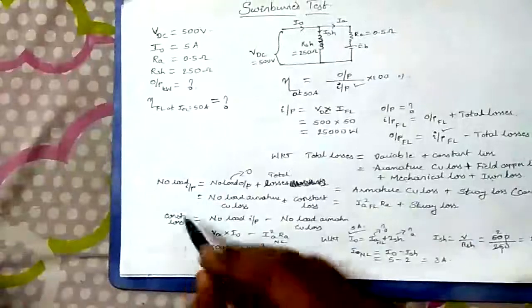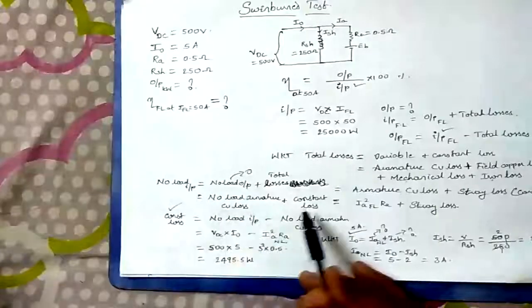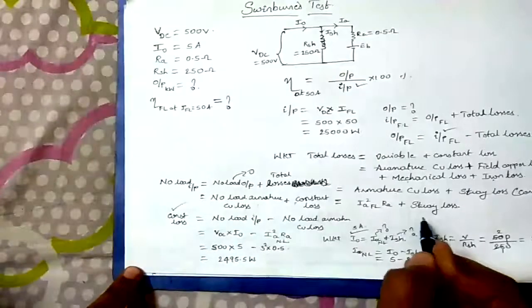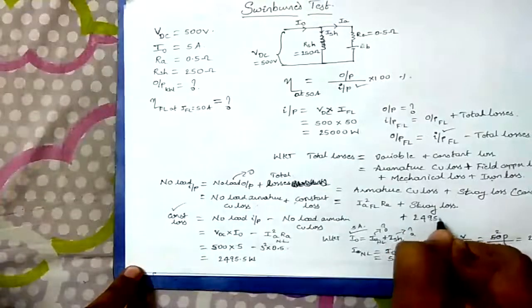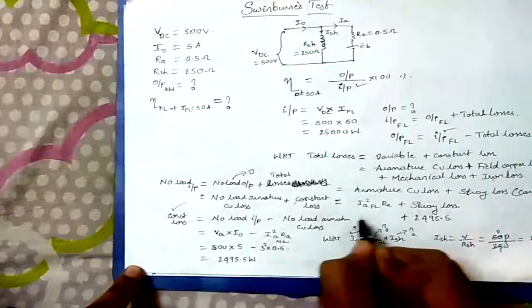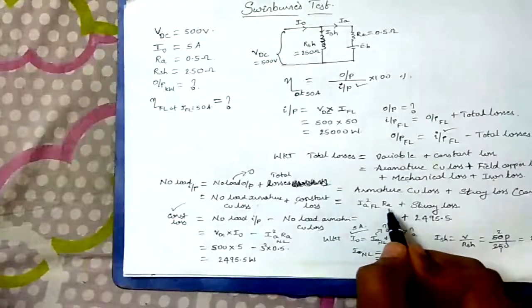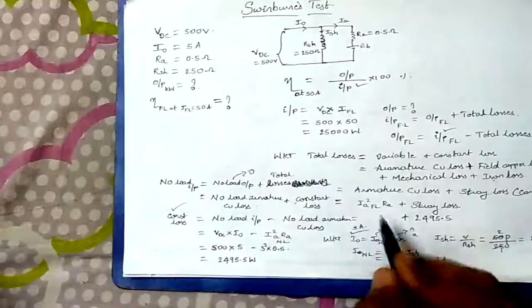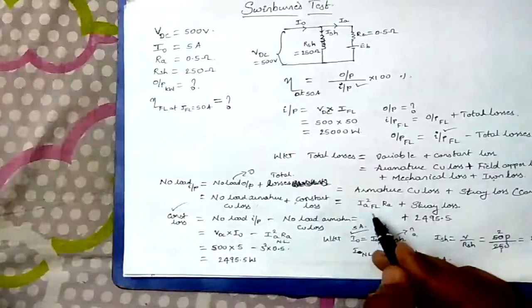Now we got the constant loss. We shall substitute this constant loss, which is nothing but the stray loss, here. I shall write here 2495.5. Next, I need I square AFL into RA. RA, you know, is 0.5 ohm. What about IFL? Is IFL equal to INL? No. IFL will be different, as well as INL will be different. So how to calculate IFL? Again very simple.